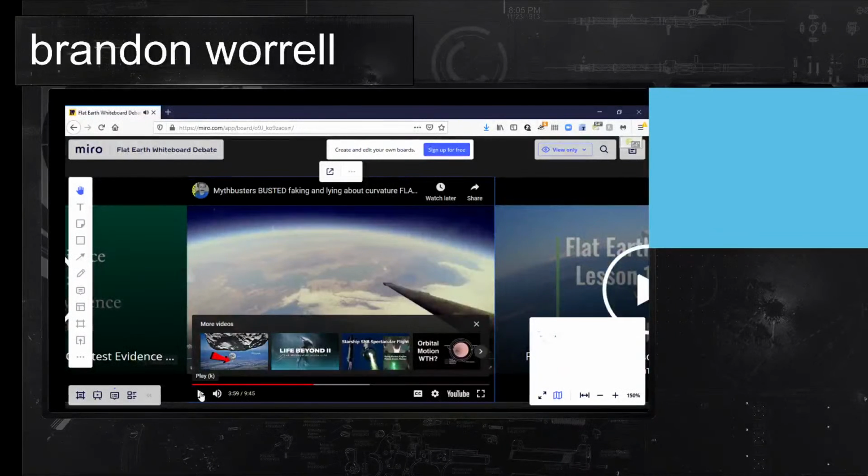He's just saying lens distortion. He's not proving anything. How can you prove that this is lens distortion?